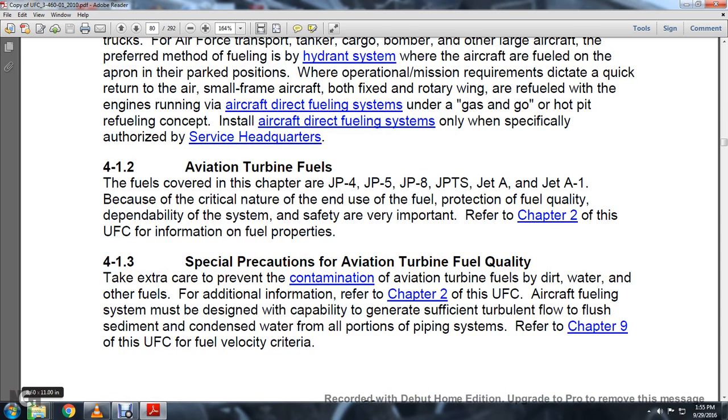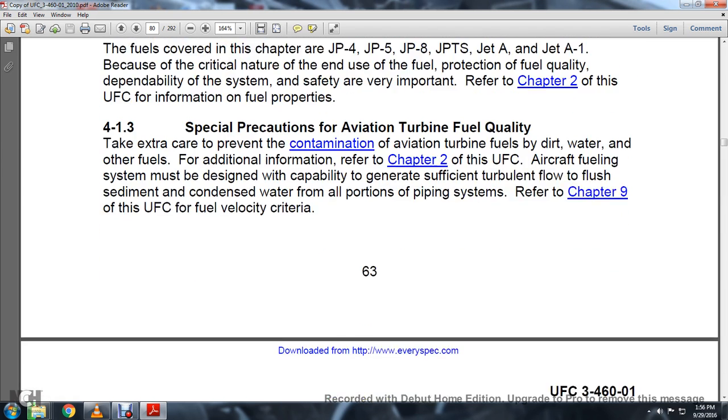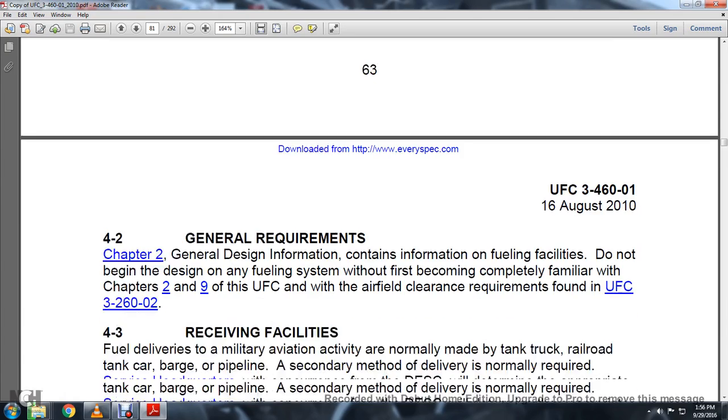4.1.3 Special Precautions for Aviation Turbine Fuel Quality. Take extra care to prevent contamination of aviation turbine fuels by dirt, water, and other fuels. For additional information, refer to Chapter 2 of the Unified Facility Criteria. The aircraft refueling system must be designed with the capability to generate sufficient turbulent flow to flush sediment and condensed water from all portions of the piping system. Refer to Chapter 9 of the UFC for fuel velocity criteria.